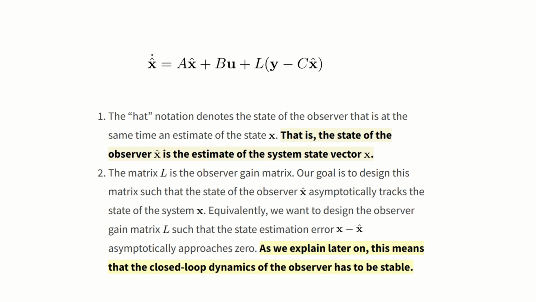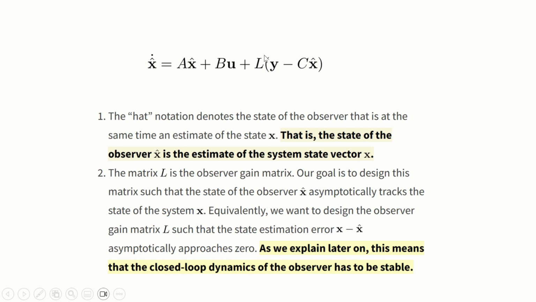Over here, it's very important to observe the following. The hat notation over here denotes the state of the observer that is at the same time an estimate of the system state x. That is, you should distinguish between x, the state of the system, and x hat, the state of the observer. This is very important to keep in mind. X hat is the state of the observer, this is not the state of the system, and x is the state of the system.